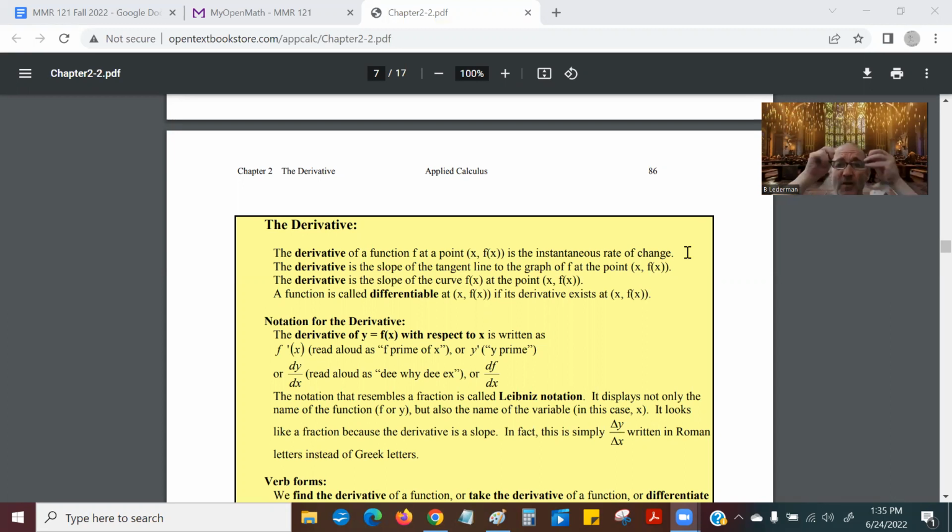Isn't that cool? And the derivative is the slope of the tangent line to a graph, which is what I just demonstrated with our little parabola. The derivative is the slope of the curve f of x at the point x comma f of x. Slope of the curve, slope of the tangent is really the same thing. And a function is called differentiable if the derivative exists. You can say it's differentiable at a point, on an interval, or everywhere, and that depends on the situation. All those things are possible depending on what it is or isn't.